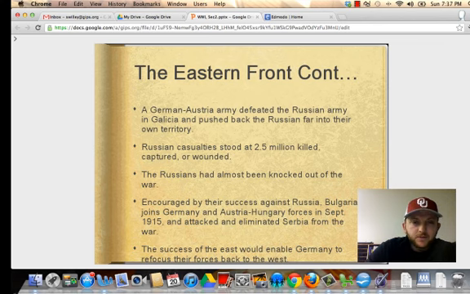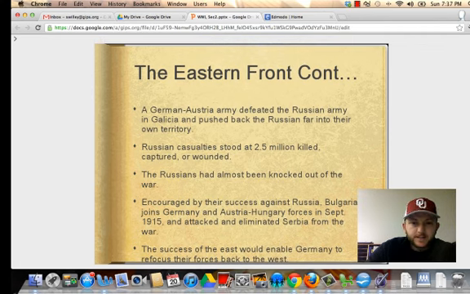How many casualties did the Russians have? They are going to lose more soldiers than any other country, and they are going to have 2.5 million killed, captured, or wounded. So you can fill that in on your worksheet. The Russians basically at this point had been knocked out of the war almost completely.